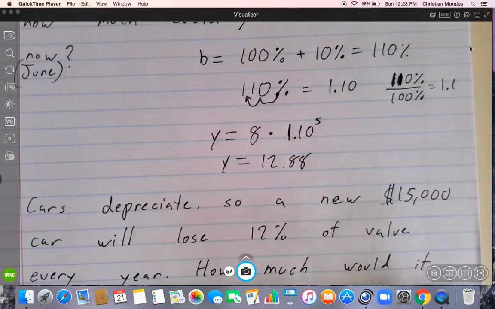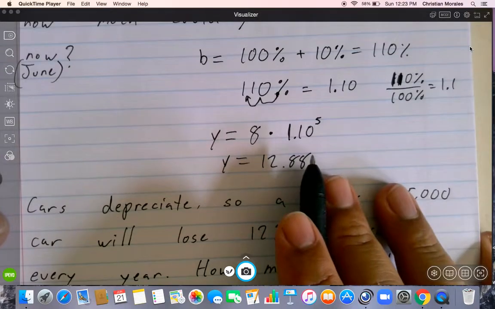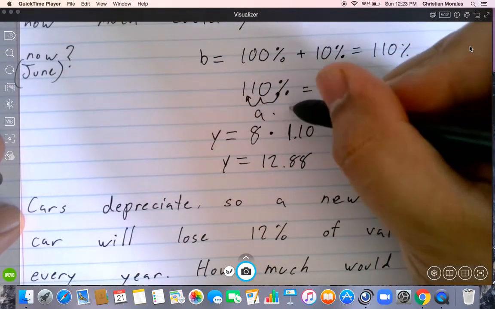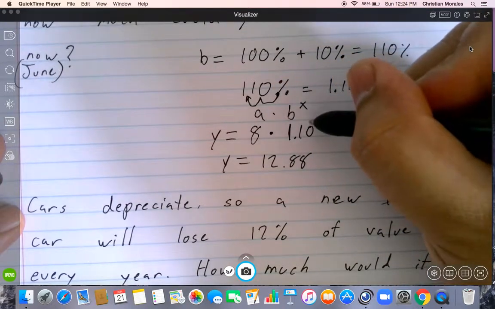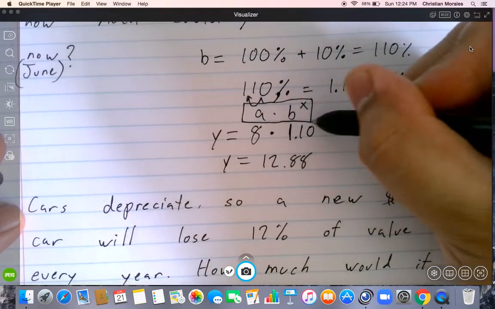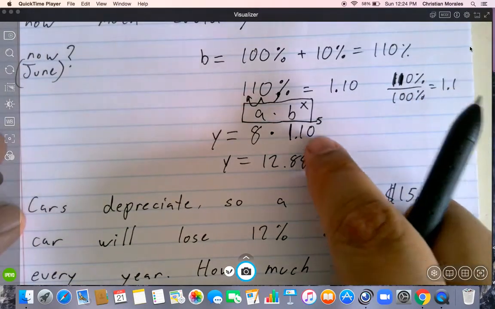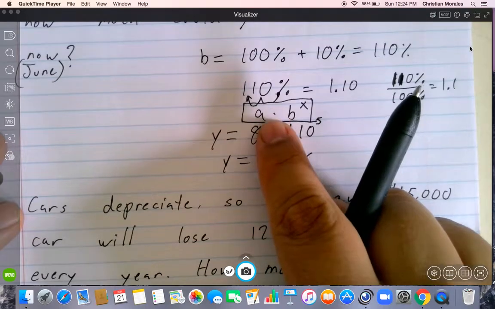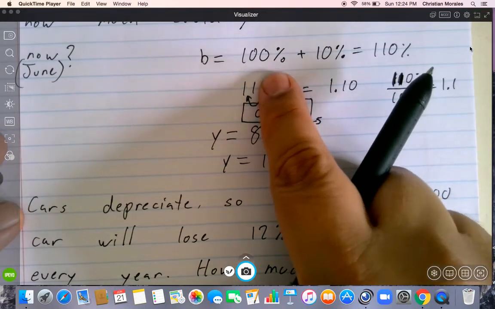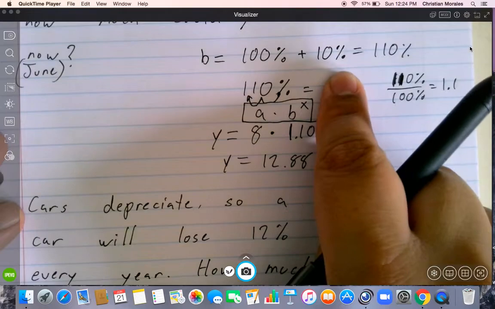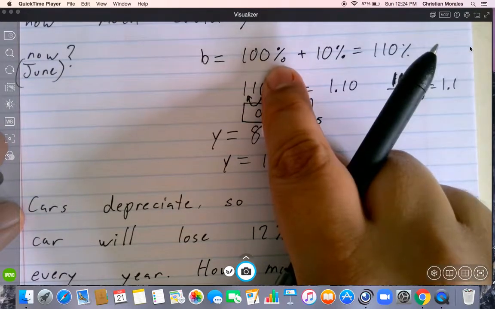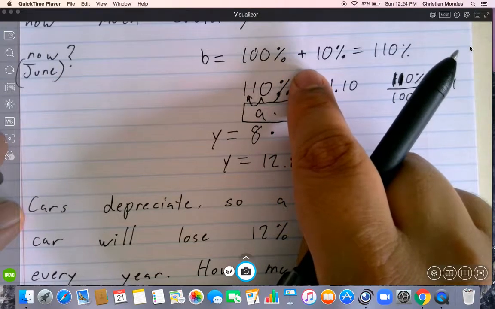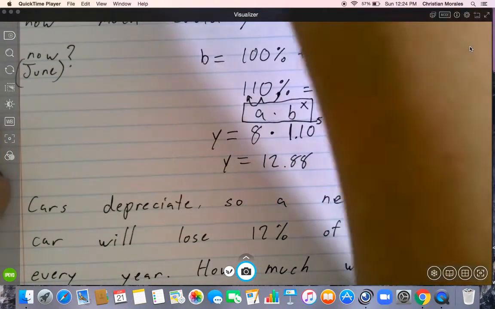Okay, so this is basically what you're doing. You're using A times B, okay, to the X power. We're still using this, but your B is a lot more difficult to understand. A doesn't change, that's your starting amount, but B is now a percentage, and you have to use that percentage to either grow it from 100 if it's going to increase, or you subtract it from 100 if it's going to decrease. Okay, now let's do one where it decreases.